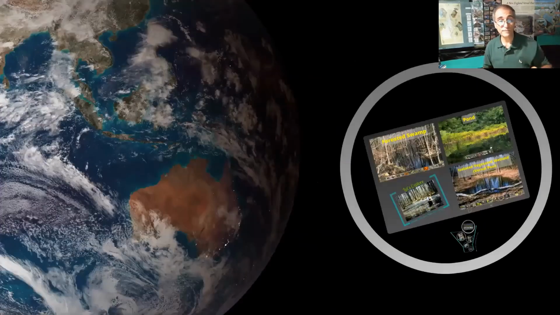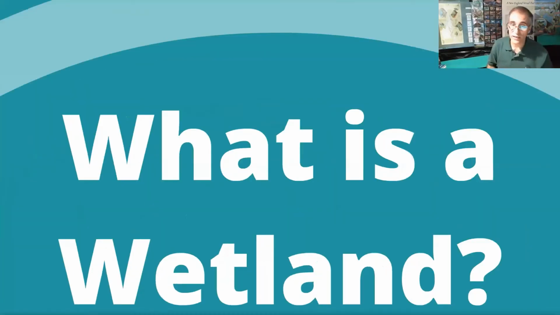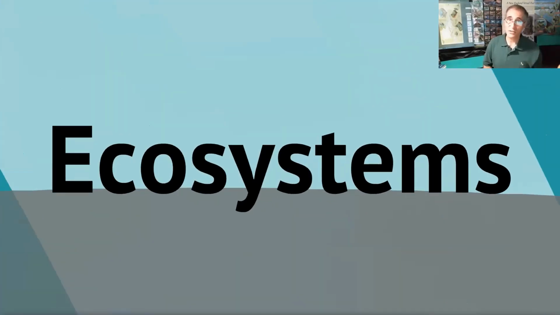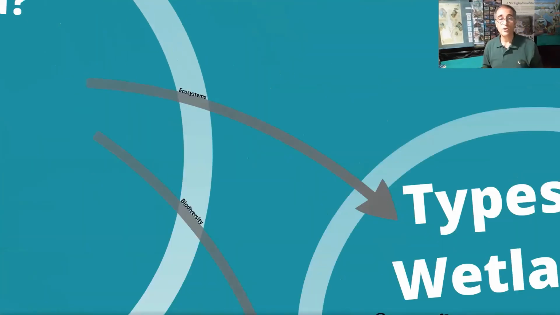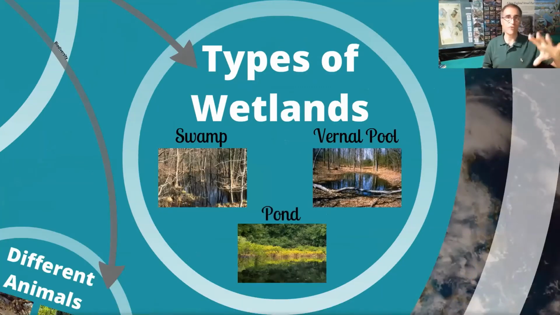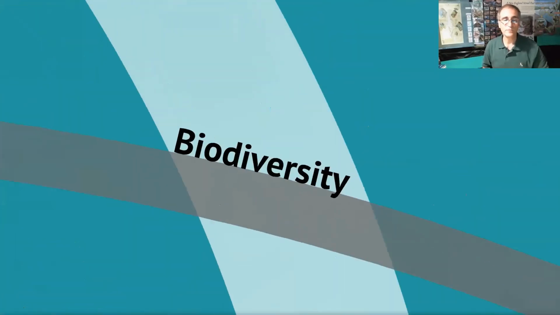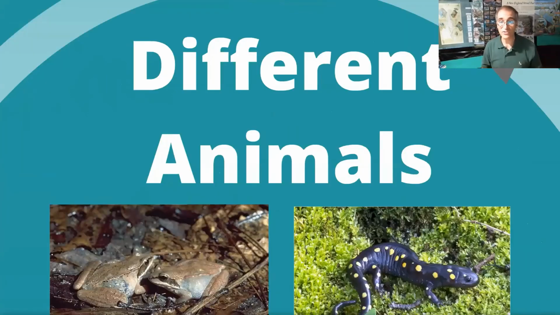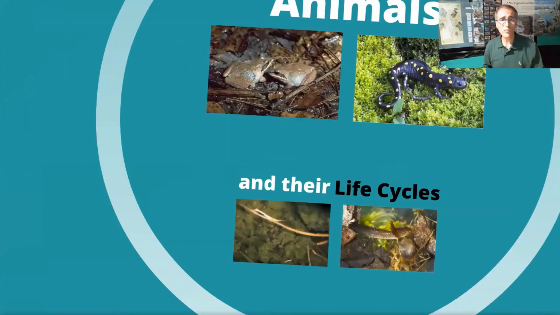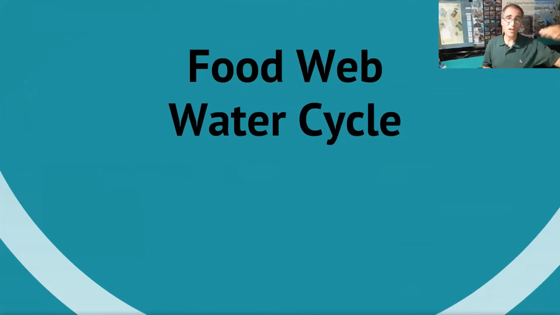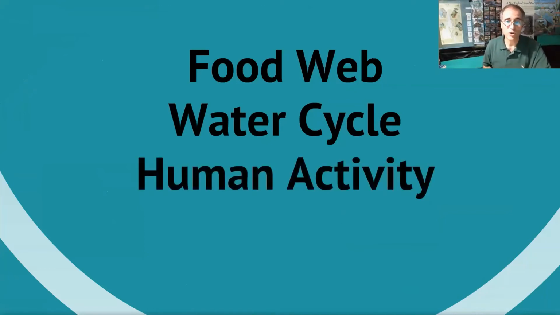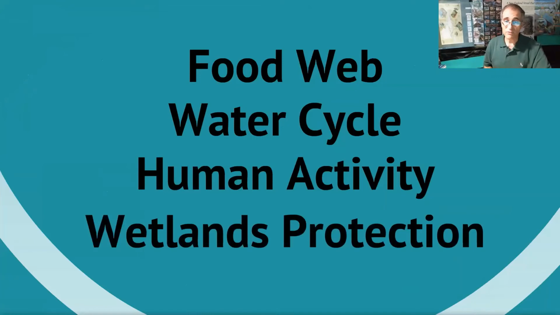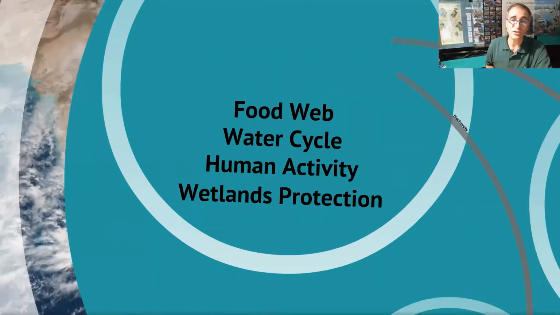So in conclusion, finally, what is the wetland? We talked about what a wetland was, basically ecosystems, and the different types of wetlands would be the swamp, vernal pool, pond, and there are more. We talked about biodiversity with different animals and of course their life cycles. I quickly talked about the food web, and the water cycle has been going on throughout the whole slideshow, from ice to the water drying out in the vernal pools. Human activities, showed you a couple of examples, and then I just quickly went over wetlands protection.